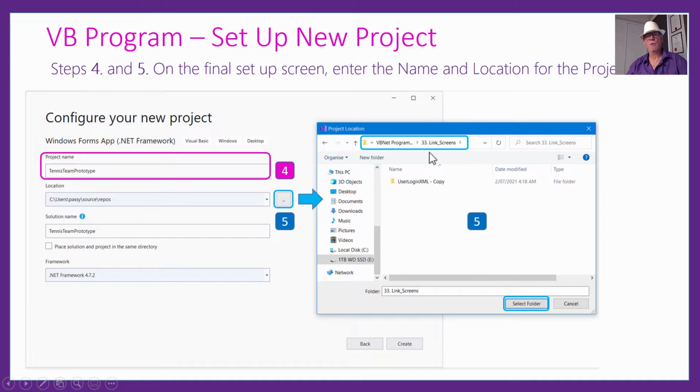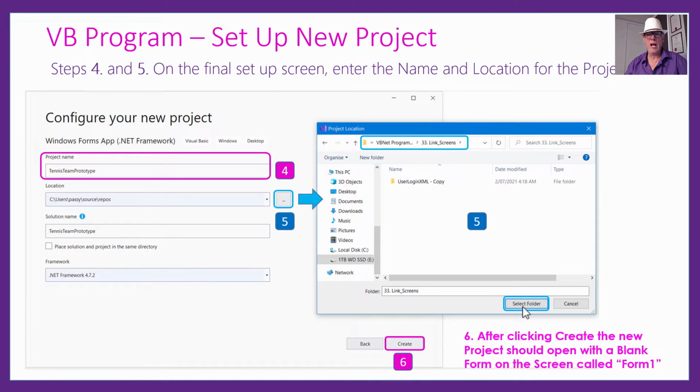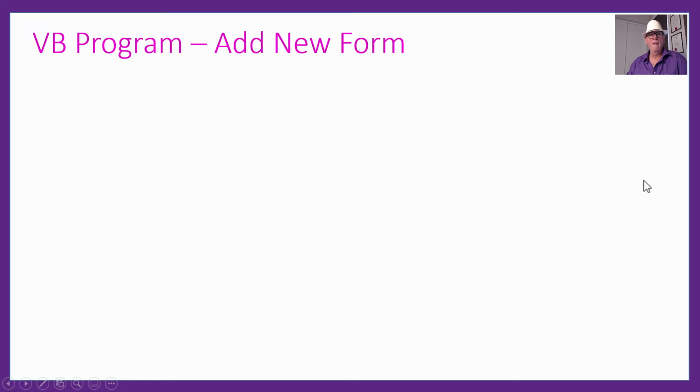And we've just gone down to where we want to save it. 33 link screens is where we're putting this one. And so that folder, we just click on that folder and go select folder, okay? And then we go create. And that should put this named project into this folder and make ourselves a new VB.NET project, or a new program if you like.